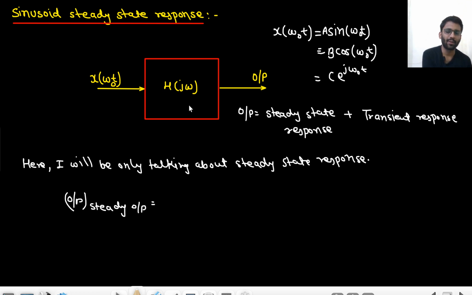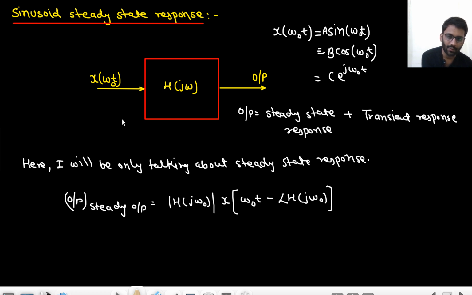So what will be that output? The magnitude of this transfer function at this particular frequency omega naught, times x of omega naught t, plus the angle of this transfer function at the particular frequency omega naught. What is the particular frequency? This particular frequency.